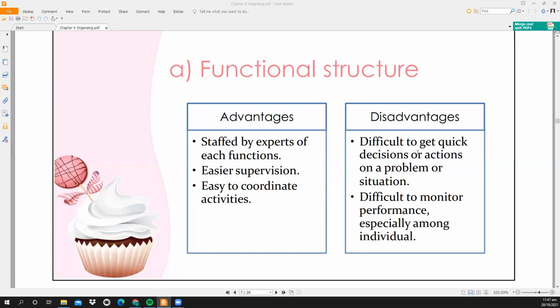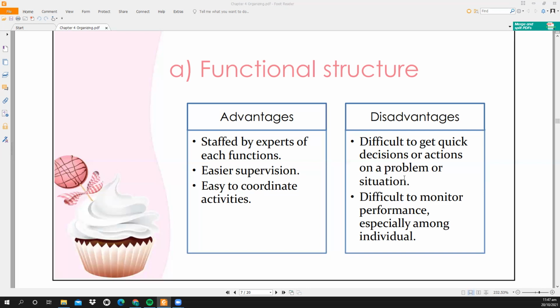Ang disadvantage, difficult to get quick decisions or actions on a problem or situation. Difficult to monitor performance, especially among individual. Okay, so kaya siya naging difficult to decide. No, syempre, pag may mga kanya-kanya leaders or managers, so iba-iba rin sila ng mga beliefs, iba-iba rin sila ng view doon sa situation.